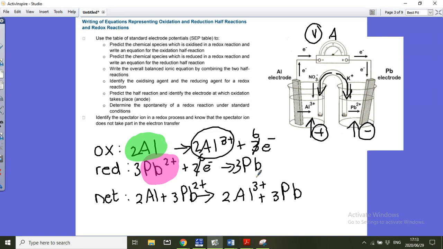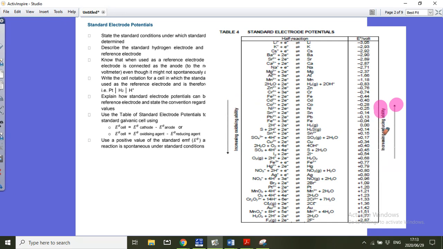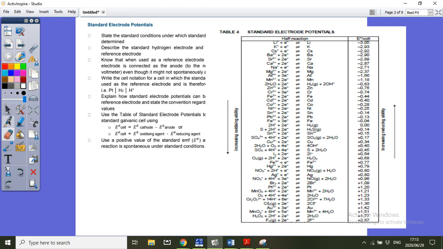The next thing I can see from my two half reactions is how are these concentrations going to change? They often ask you about the concentrations. Now you can see that the aluminium concentration here is going to increase and your lead ion concentration is going to decrease. So that means that if you look at your table, I don't have standard conditions anymore. And that is important because now if I don't have standard conditions anymore, my value of my cell will change. My E cell will change.